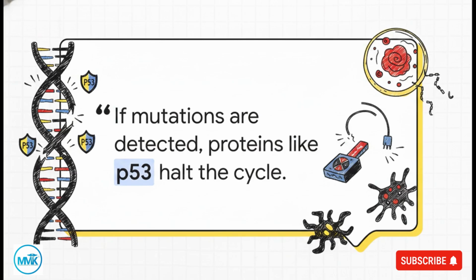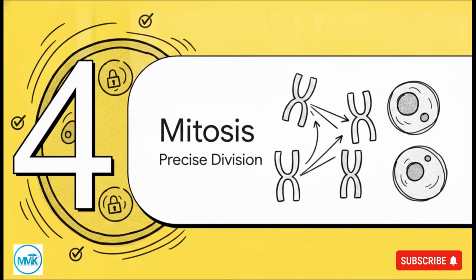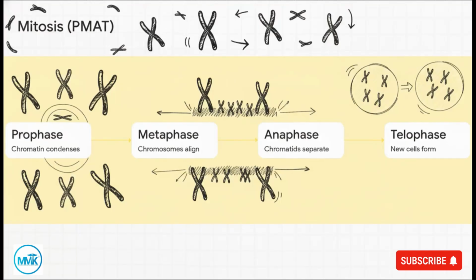And that is a classic high-yield hallmark of cancer development. Which brings us to Part 4, mitosis, executing precise division. To truly master mitosis and see how this continuous execution builds, you just need to remember one classic mnemonic, PMAT. That's Prophase, Metaphase, Anaphase, and Telophase. Let's break down the mechanics of each and every step.